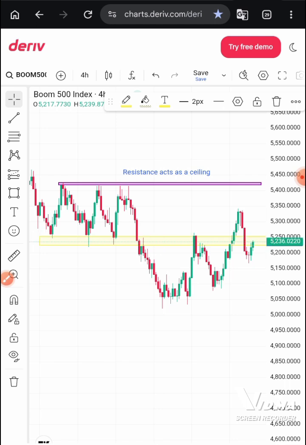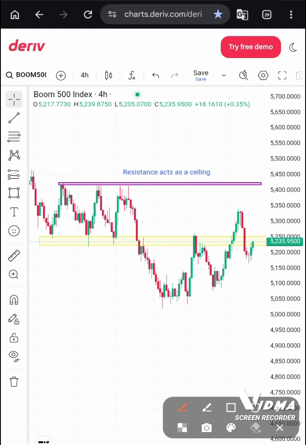Okay, something like that. So this zone was a support here, from here to here, until it got broken here. Then when it was broken here, it was retested here, right? And then the market went down from there.